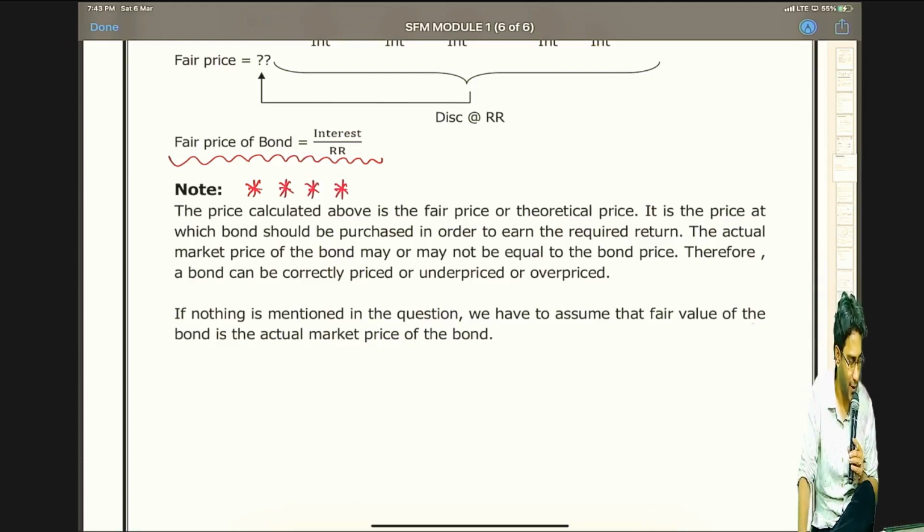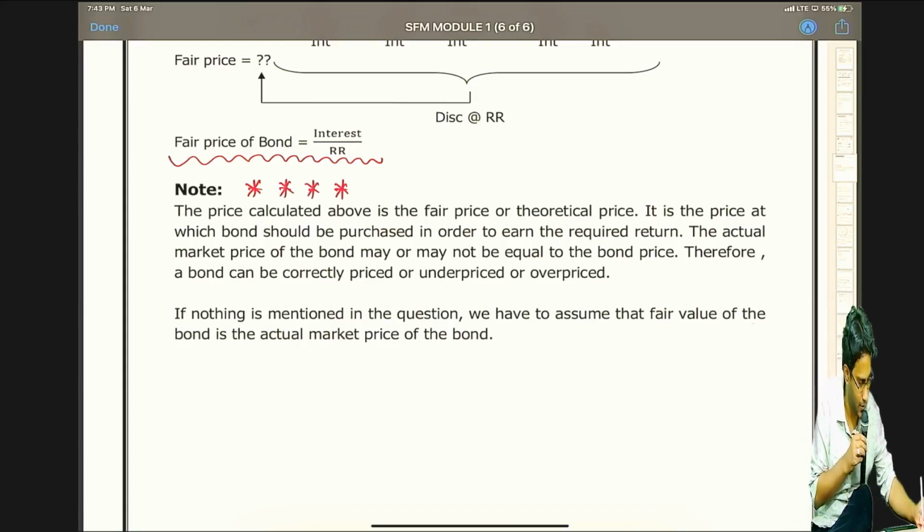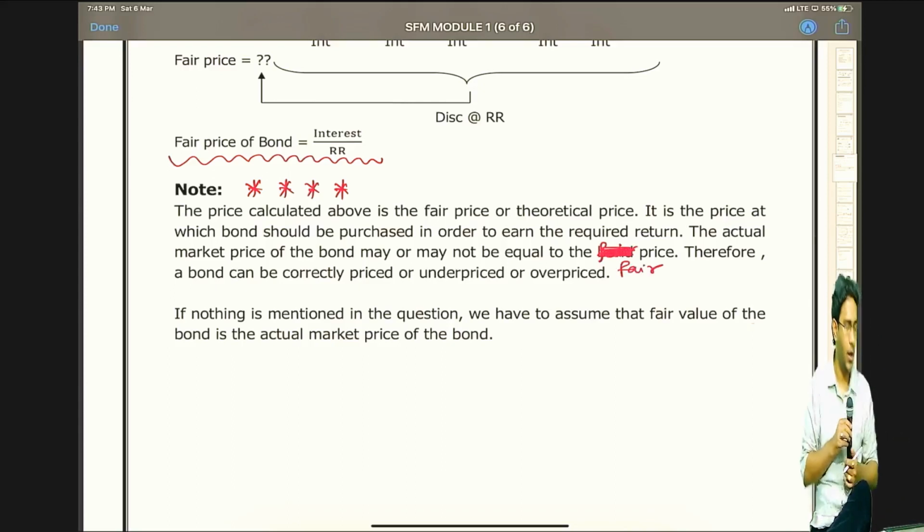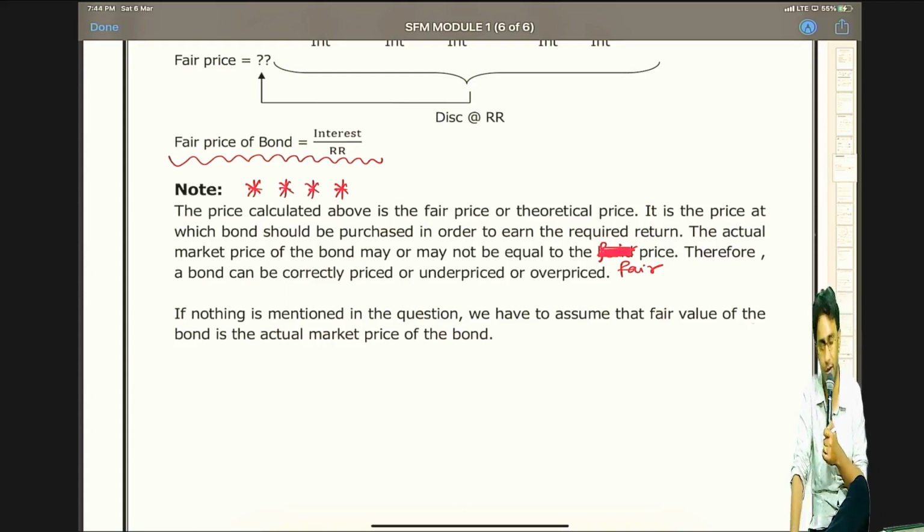The price calculated above is the fair price or theoretical price. It is a price at which bond should be purchased in order to earn the required return. The actual market price of the bond may or may not be equal to the fair price, sir. I printed as bond price. Please correct it. Cut the word bond. The market price of the bond may or may not be equal to fair price.